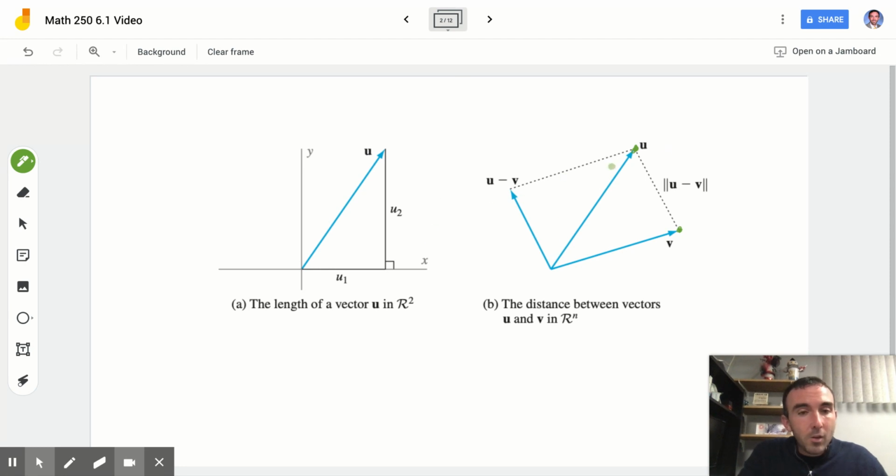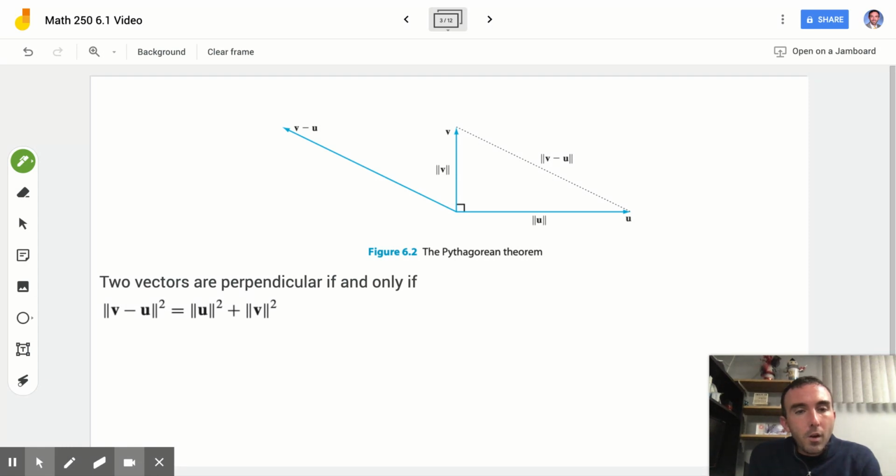But it makes a nice little picture here. So if I want to find the distance between vectors u and v, I can simply draw a directed line segment at the vertex of the intersection straight out to the tip of u, and then that vector u minus v, I can find the length of that, and that will give me the distance between the two vectors over here.